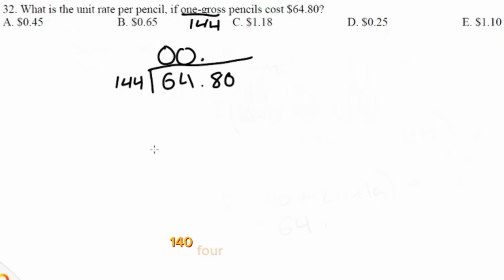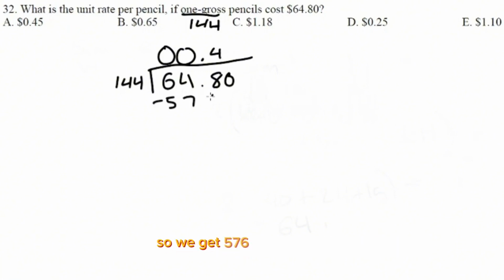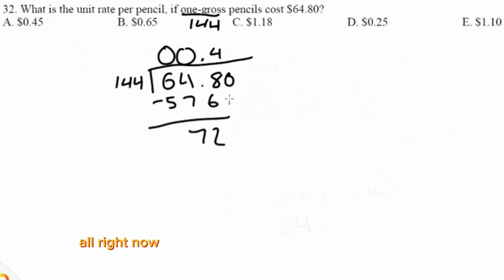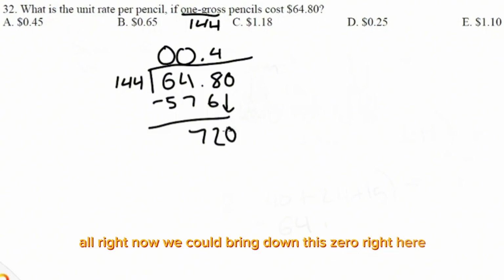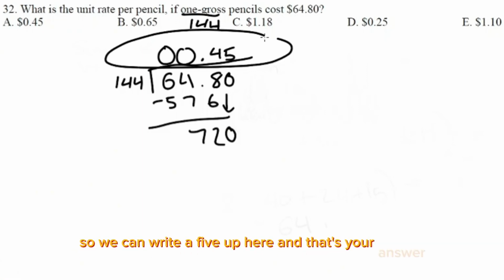Well, 144 times 4 is 576. So 144 goes into 648 4 times, and we get 576 here. 648 minus 576 is 72. Now we bring down this 0 right here and we have 720. 144 goes perfectly 5 times into 720. So we can write a 5 up here and that's your answer.